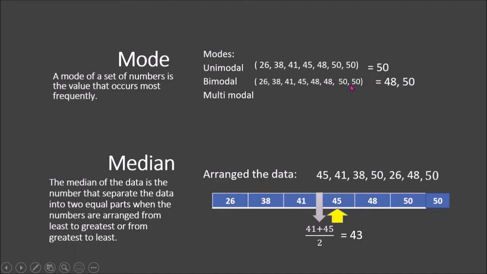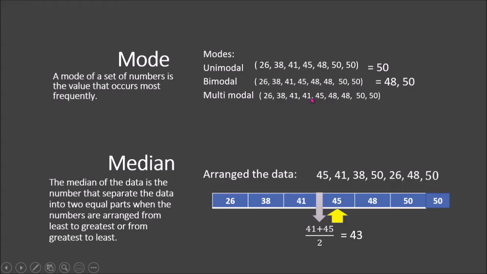But if 50 appears 3 times, and say 48 appears 2 times, then that is considered unimodal. Unimodal because the most frequently repeated value or number is 50. We have 350 if we are going to add 50 here. We call that unimodal. Okay, if there will be more than 1 mode, then we call that multimodal.